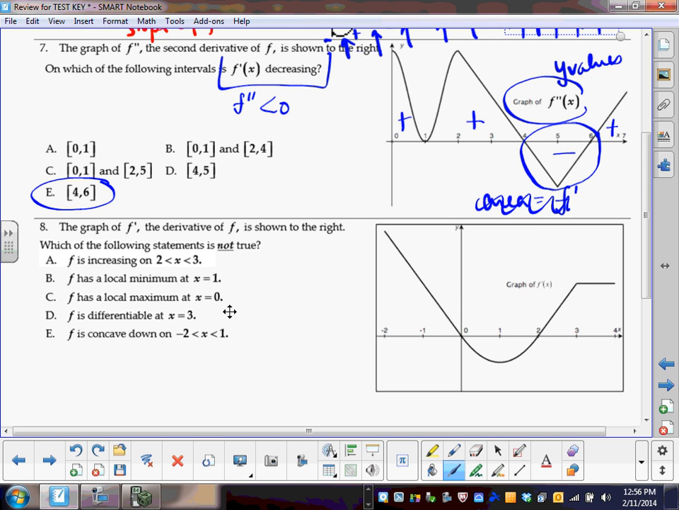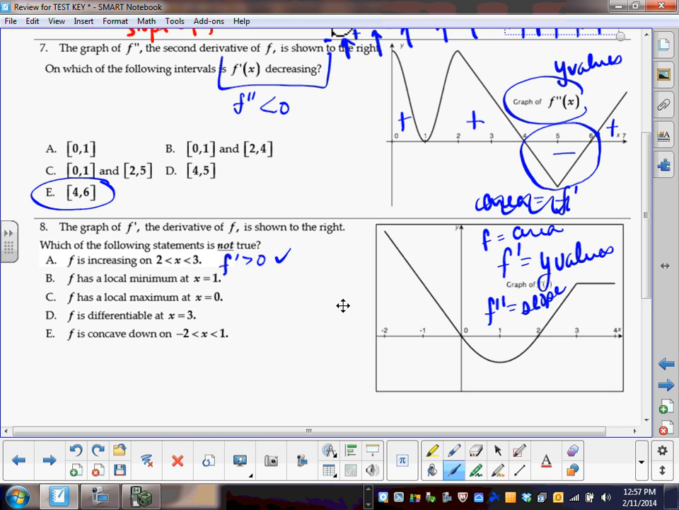Okay, the next question says the graph of f prime, the derivative of f, is given. So f prime is the y values. F double prime is then going to be the slope. And f would be the area. So f is increasing on 2 to 3 means that f prime is greater than 0 between 2 and 3. Well, f prime are the y values. The y values are positive between 2 and 3, so yes.